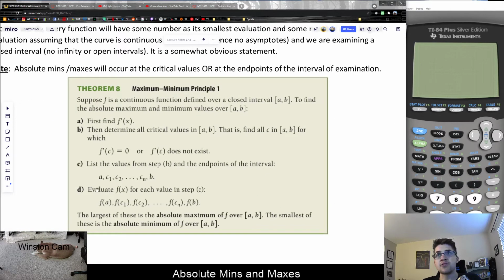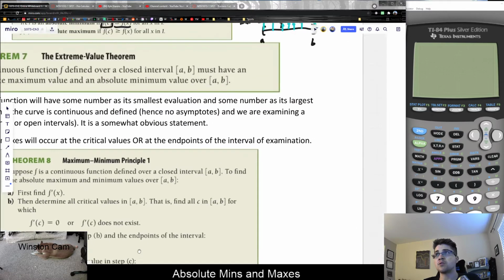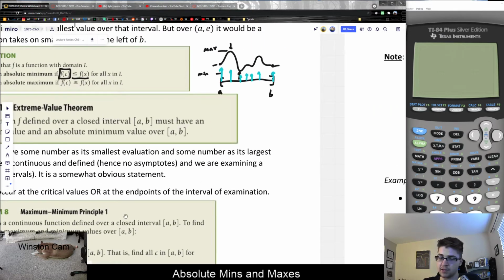And then for step D, evaluate f of x for each of those points. So it's sort of like, what's the value of the function at all of the critical values and at the start and end point? And all it says to do next is figure out what's the largest. That's going to be your absolute max on the interval. What's the smallest? That's going to be the absolute min on the interval.